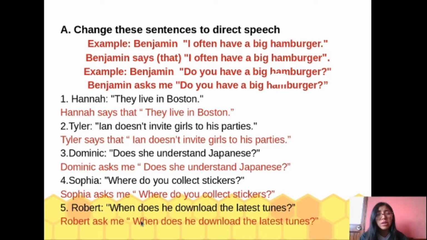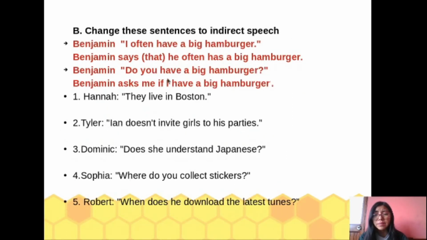Remember, in order to report any sentence, any phrase in direct speech, you have to use the introductory sentence and you have to copy the same words that the person says. Las mismas palabras que la persona dijo vamos a copiar with the quotation marks. Okay? We are going to see the next. Change this sentence to indirect speech. Okay, in this way we are going to review indirect speech.